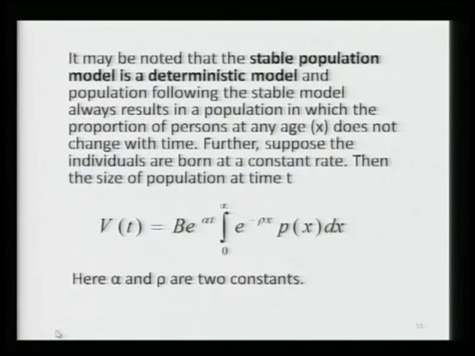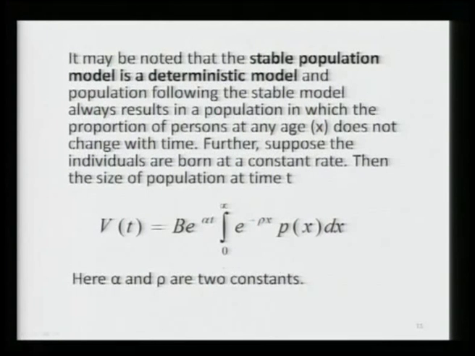Further, suppose the individuals are born at a constant rate other than one per unit of time, then the size of population at time t would be capital V t equal to b e raised to the power alpha t, integral 0 to infinity e raised to the power minus rho x p x d x. Now, a new term rho has appeared in this equation. Here alpha and rho are two constants. In any model, there are certain constants. They are called parameters of the model. So, there are two constants, alpha and rho.